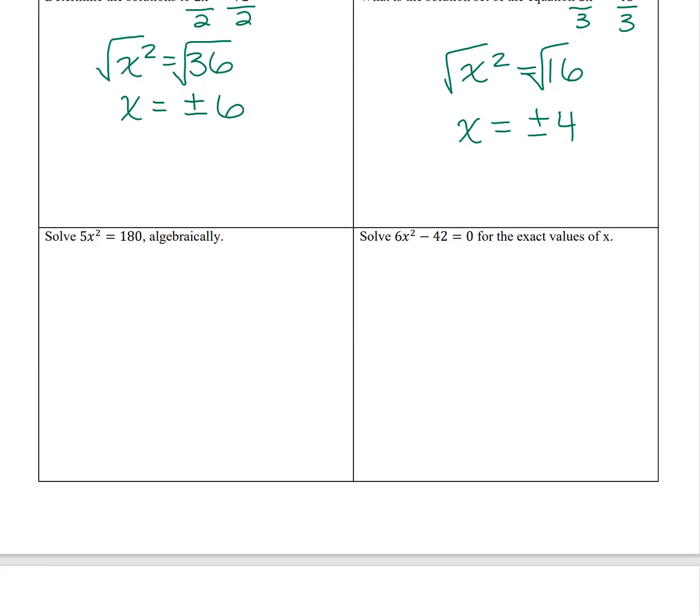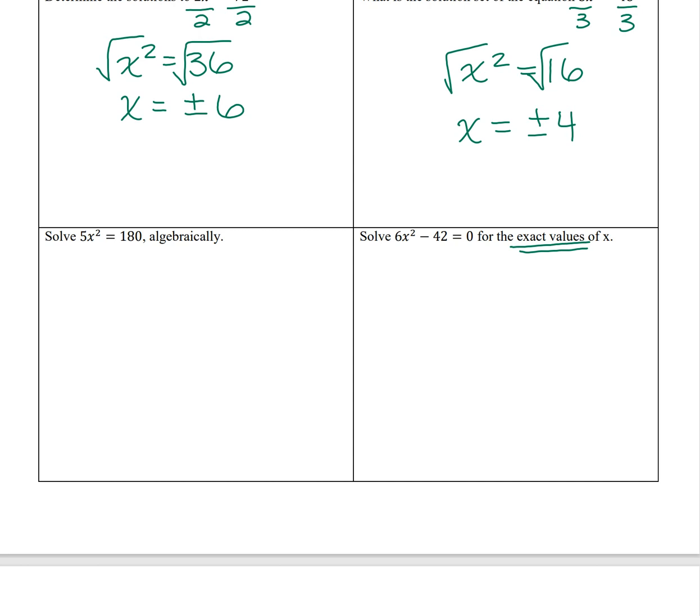I'm just going to skip this one right here because it's very similar to the one that we did right above in that box. So if I look at the bottom one, it says solve 6x squared minus 42 equals 0 for the exact values. Now the exact values means you're not going to round, and you're going to probably have a final answer underneath the square root symbol. So from here, I'm going to solve it with factoring and then without factoring.